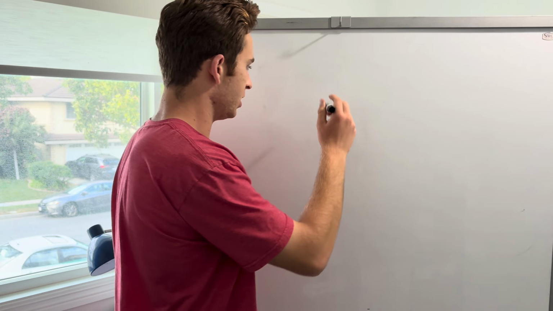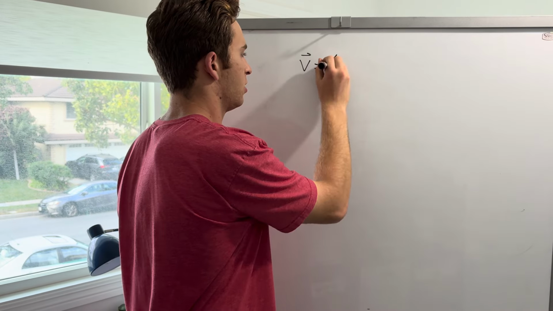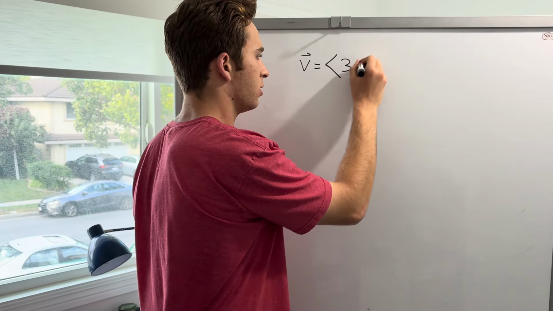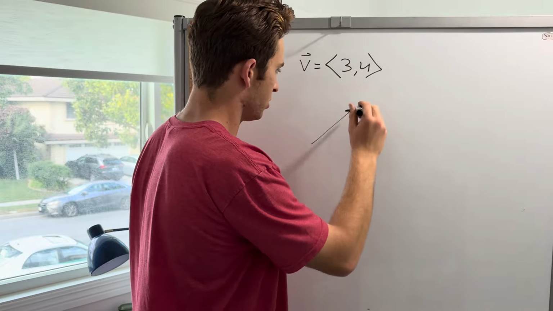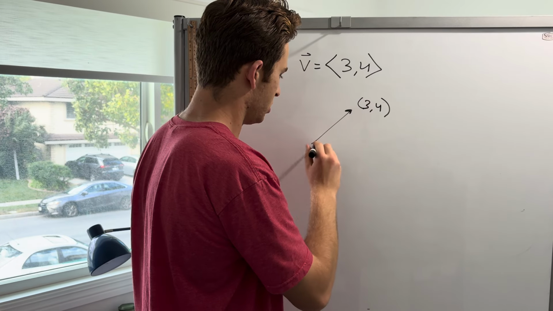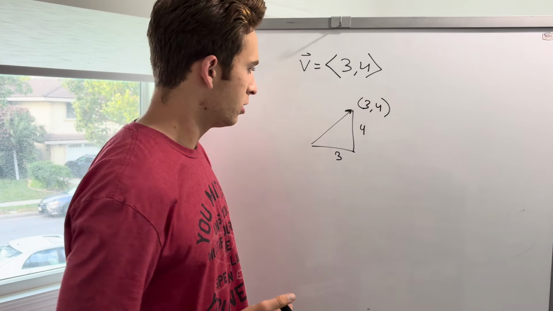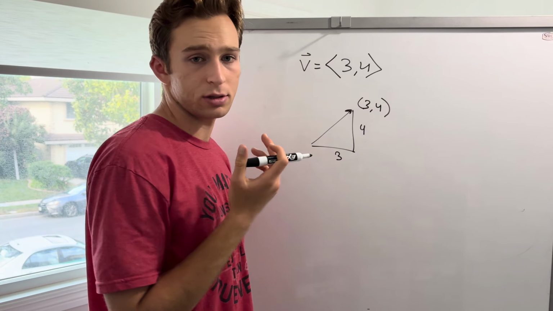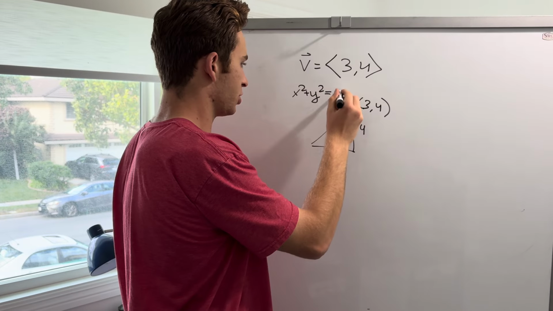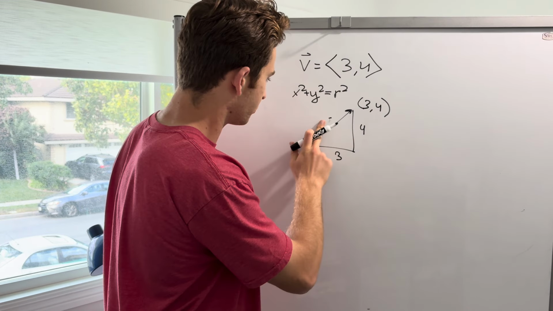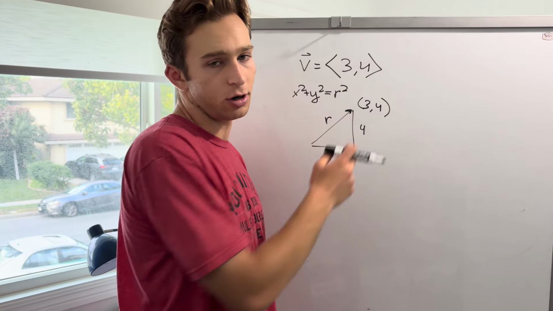Because what we're going to use it for is, let's say I want to find the length of a vector. Let's say vector v, we're going to call it 3, 4. Normally, and I'll draw it out, you draw it out like this. Has a length of 3 and a height of 4. To find the length, normally, you use the Pythagorean theorem. X squared plus y squared equals r squared, and we're trying to find the length r. And our x is obviously 3, and our y is 4.